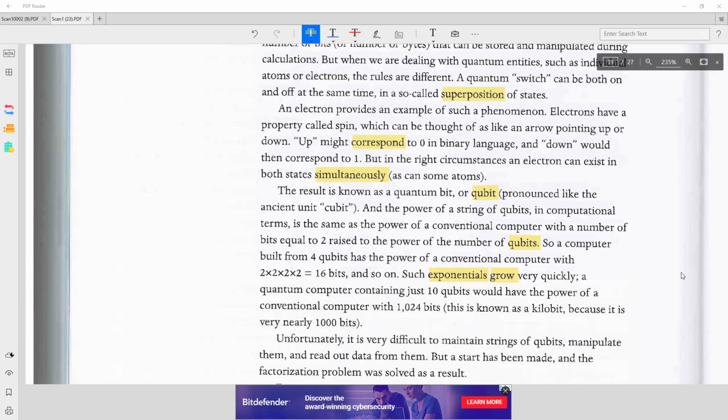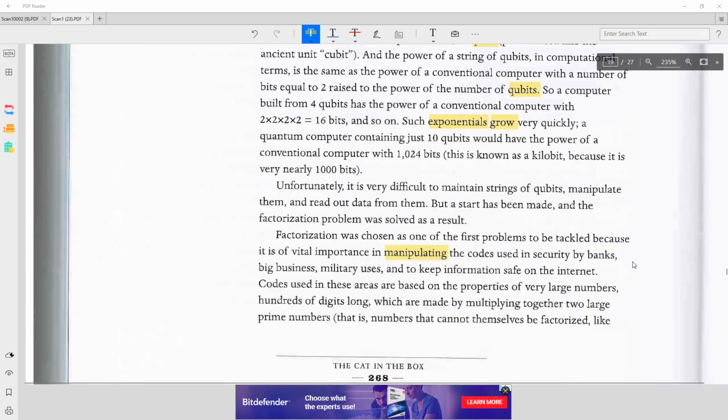The result is known as a quantum bit or qubit, and the power of a string of qubits in computational terms is the same as the power of a conventional computer with a number of bits equal to 2 raised to the power of the number of qubits. So, a computer built from 4 qubits has the power of a conventional computer with 2 times 2 times 2 times 2 equals 16 bits, and so on. Such exponentials grow very quickly.